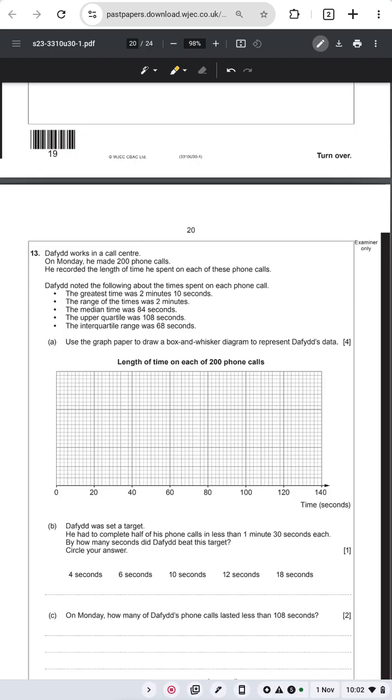The median time was 84 seconds. The upper quartile was 108 seconds. And the interquartile range was 68. And the first question is to complete the box and whisker diagram. So first of all, the median was 84. So this is going up in 2s because there are 10 boxes between 80 and 100. So I need to do 2 boxes more than 80.